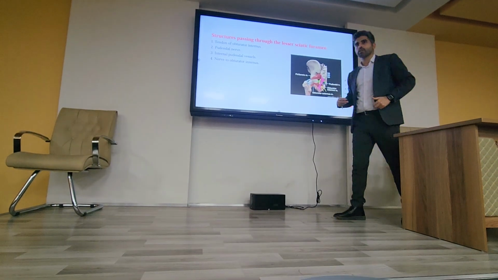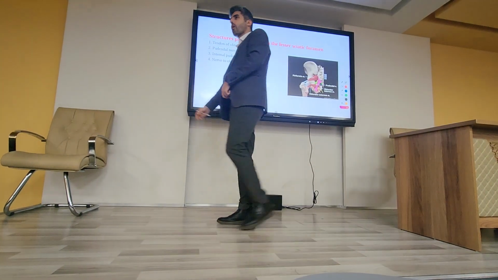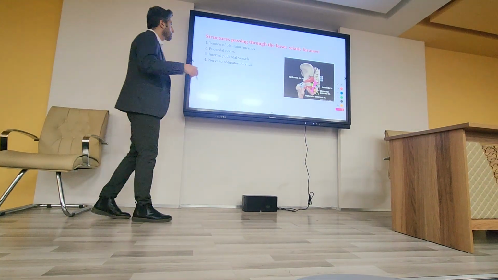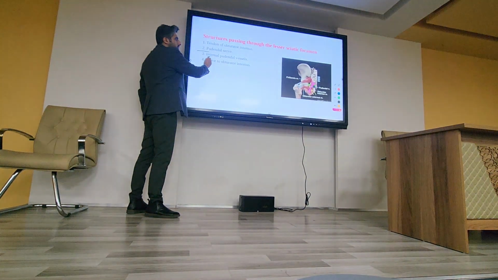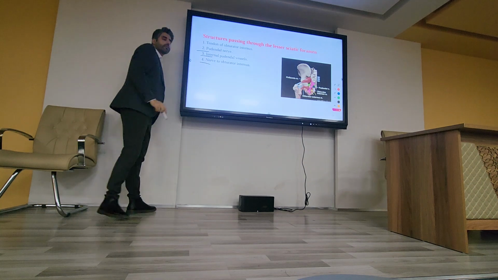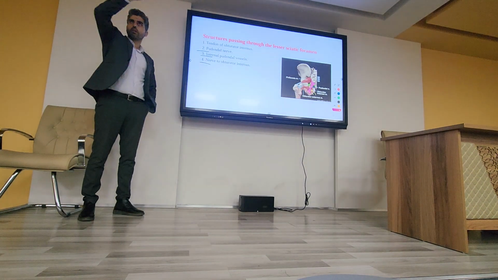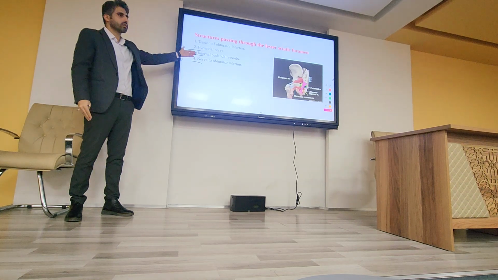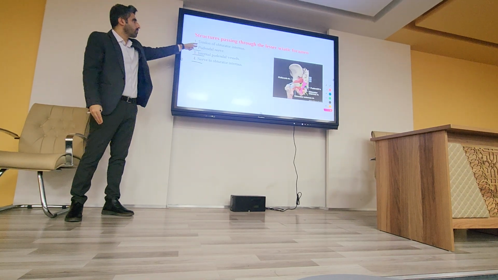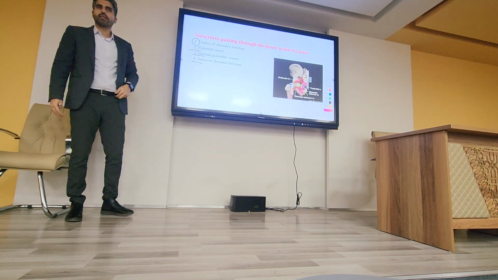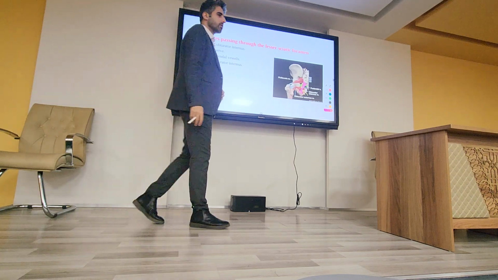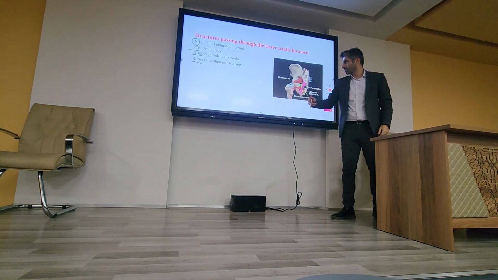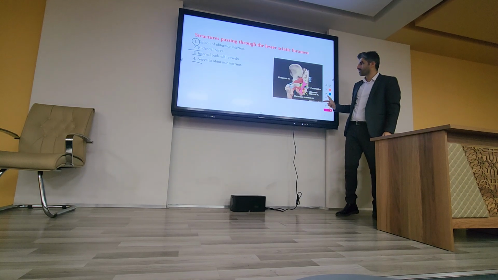What are the structures passing through the lesser sciatic foramen? So three structures come back to the pelvis: pudendal nerve, internal pudendal vessels, and nerve to obturator internus. Yes. They go out from the greater foramen, coming back by the lesser sciatic foramen. One muscle in the lesser sciatic foramen, obturator internus muscle. So these are the four structures.